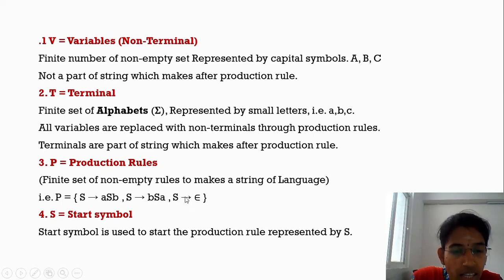That means the production rule must have some variable on the left side. On the right side it may be empty, but the left side is non-empty. Everyone knows that S means the starting symbol. It is used to start the production rule, and it is represented by capital S.